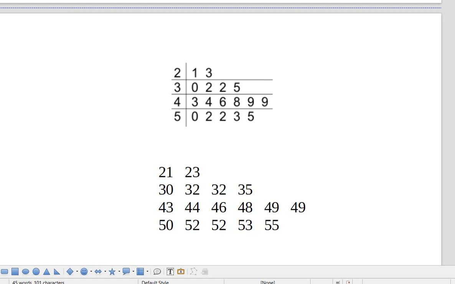I'm asked how many people there are. Well, I've got 2 people here. I've got 4 people there. I've got 6 people there and 5 people there. So to work it out, I'm just going to add up 2 and 4 and 6 and 5 to give me how many people there are.